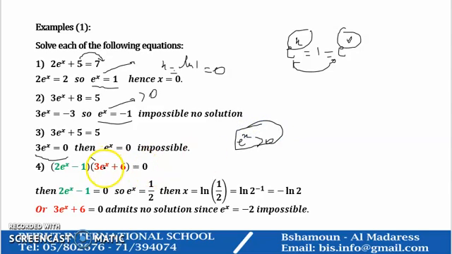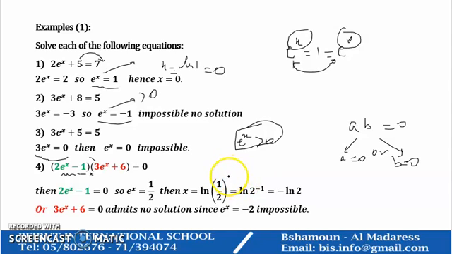Okay? Now, the fourth example, (2e^x - 1)(3e^x + 6) = 0. This is a null product. So if we have a times b equals 0, I can deduce a = 0 or b = 0 definitely. Now, here I noticed something very important. First of all, I'm going to start with the first factor. 2e^x - 1 = 0, then e^x = 1/2. So I can deduce x = ln(1/2).